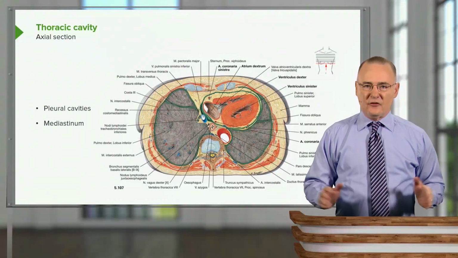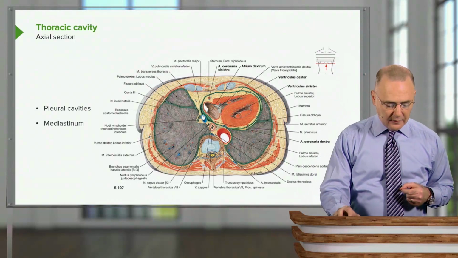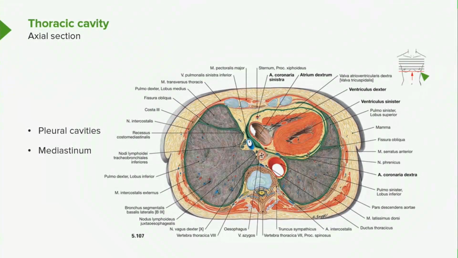Here is a cross-section or axial section through the thoracic cavity. The plane of section is right along here where you see the red line. And it's very, very important that this axial section is oriented such that you're standing at the feet of the individual, looking upwards toward the individual's head. That means that the left side of the image is then the right side of the individual. And the right side of the image is the left side of the individual.